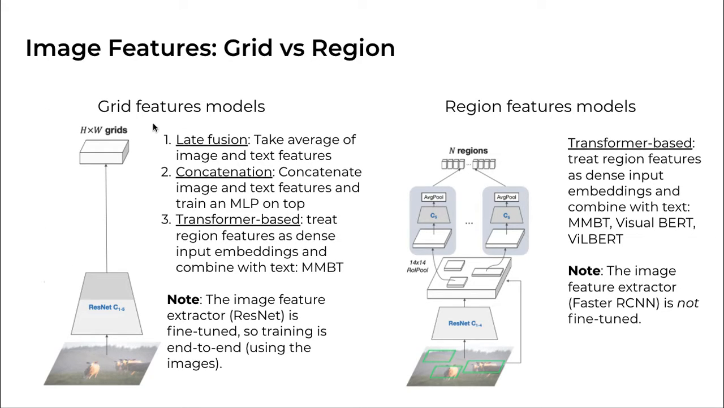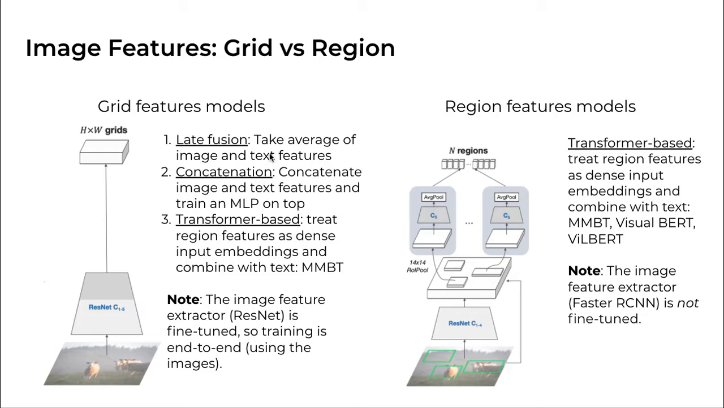On the one hand, grid feature models are your standard ImageNet state-of-the-art architecture such as ResNet with its classification layer removed. The features in that last layer that normally would serve as inputs to the classifier are used for feature extraction here in multimodal models. And then the features from grid models can be fused in one of three ways. One of them is with so-called late fusion, which just takes the average of the image and the text features. Another is by concatenation. This is also known as mid fusion.